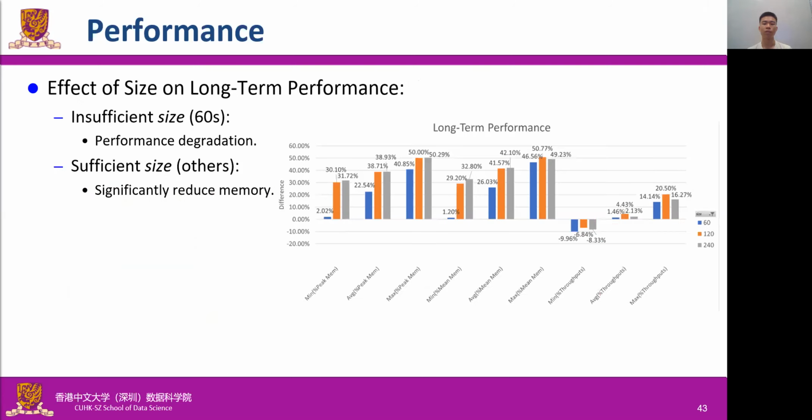As for the effect of size, our result shows that with insufficient size, say 60 seconds in our experiment, the performance would degrade significantly to the baseline, while it still suffers from the buckets' overhead. On the other hand, given sufficient buckets, our algorithm can significantly reduce memory within an acceptable range of throughputs.